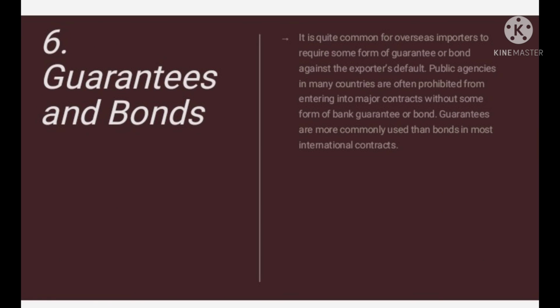Number 6. Guarantees and bonds. It is quite common for overseas importers to require some form of guarantee or bond against the exporter's default. Public agencies in many countries are often prohibited from entering into major contracts without some form of bank guarantee or bond. Guarantees are more commonly used than bonds in most international contracts.